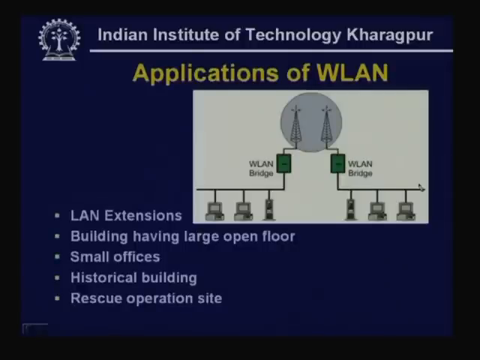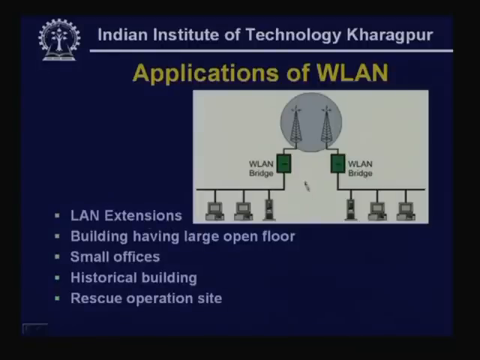Now, coming to the applications of wireless LAN. Wireless LANs can be used in a variety of ways. One is LAN extensions. We have already discussed the wired LANs and different types of wired LANs, the legacy LANs based on IEEE 802 and also the high speed LANs based on FDDI, fast Ethernet or gigabit Ethernet. Now, they can be extended.